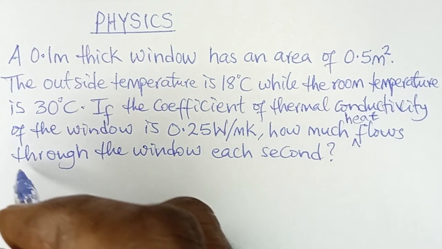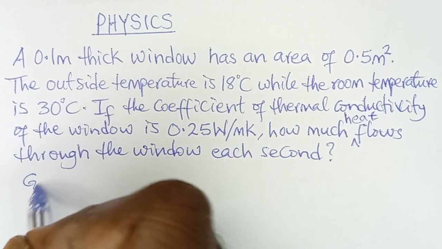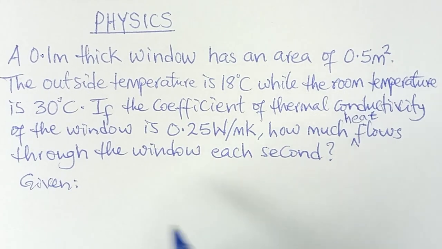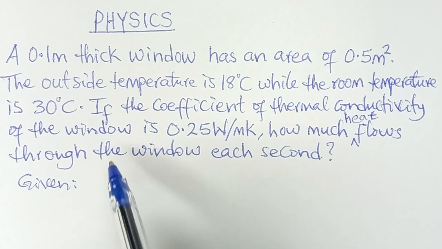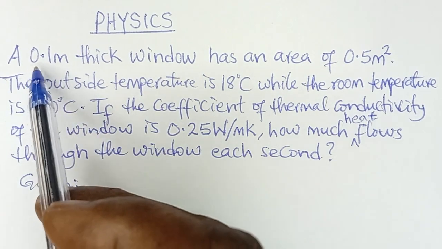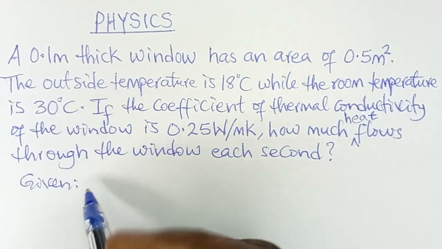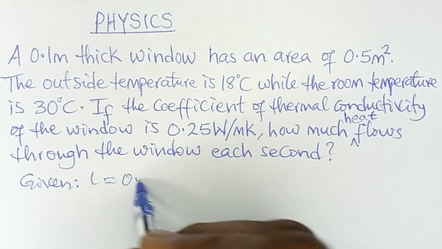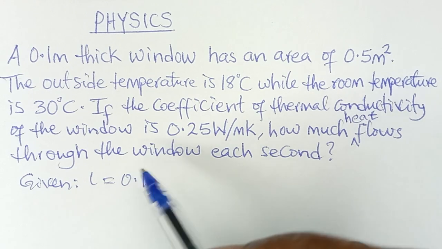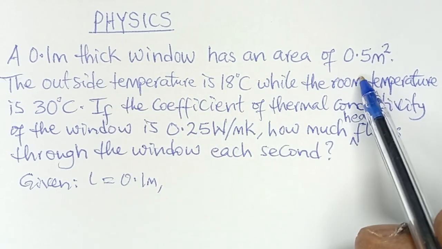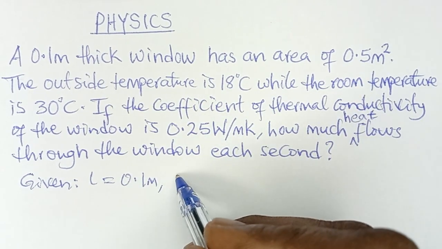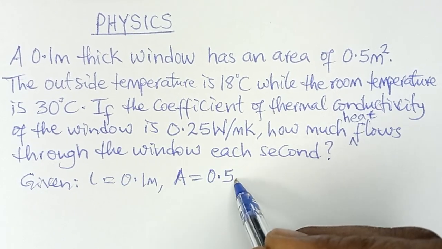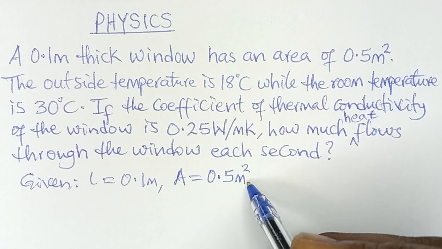Now let's start with what we are given from the question. So I'll write given. I want us to pick out what we are given by their letters or symbols. The first thing we are given here is the thickness, and that thickness is usually written as L is equal to 0.1 meter. Next, we are given the area, that is letter A is equal to 0.5 meter square.